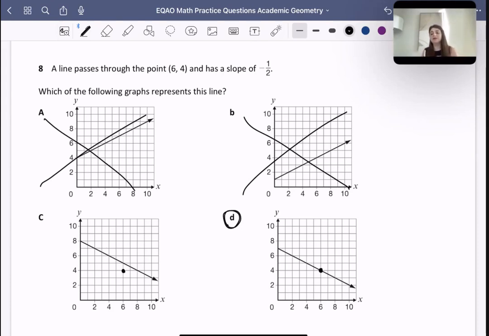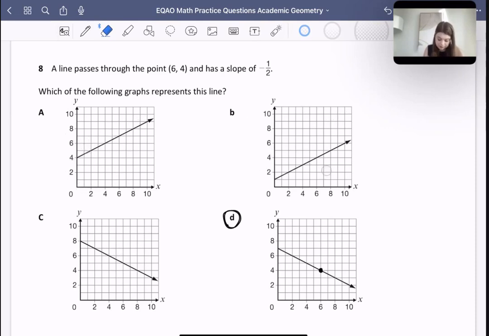The other two didn't have the right slope, because the slope is negative, so it can't be A or B based on that. And then C, it actually does look like it has the right slope technically. However, the trouble is it doesn't pass through (6, 4). It passes through (4, 6) here, but not through (6, 4), which is what they wanted. So therefore, our answer would be D.